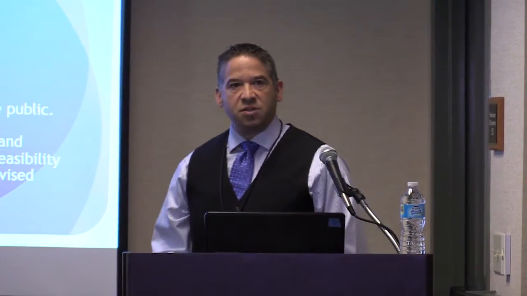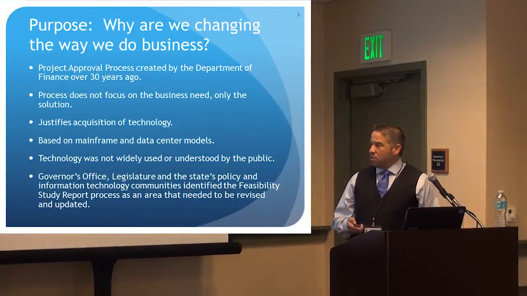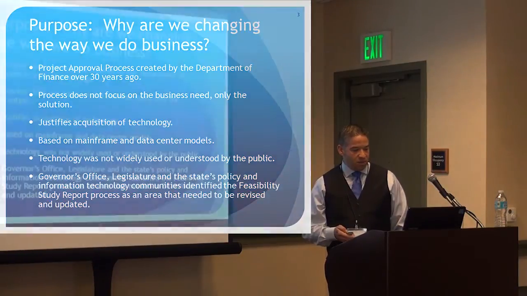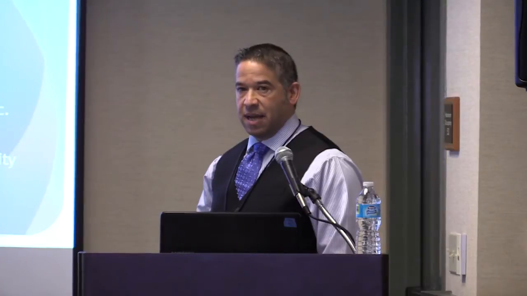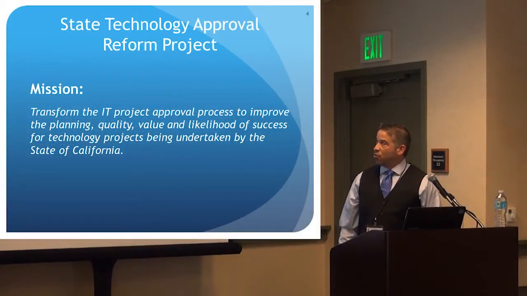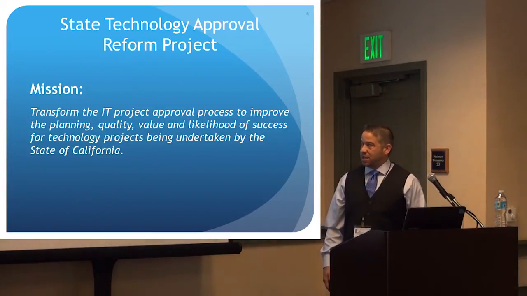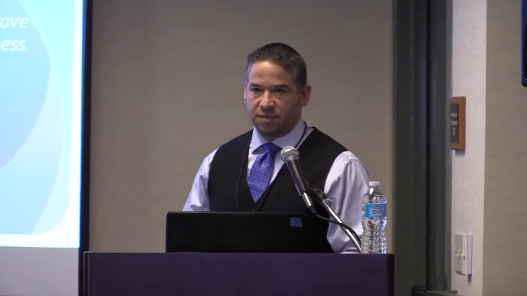Technology wasn't as widely used by the state of California as much as it is now. And most recently, the governor's office, the legislature, and the state's policy and information technology communities identified the feasibility study report as a process area that needed to be revised and updated. So our State Technology Approval Reform project has a mission, and that is to transform the IT project approval process to inform the planning, quality, value, and likelihood of success of IT projects. In short, we're trying to influence projects to make them more successful.